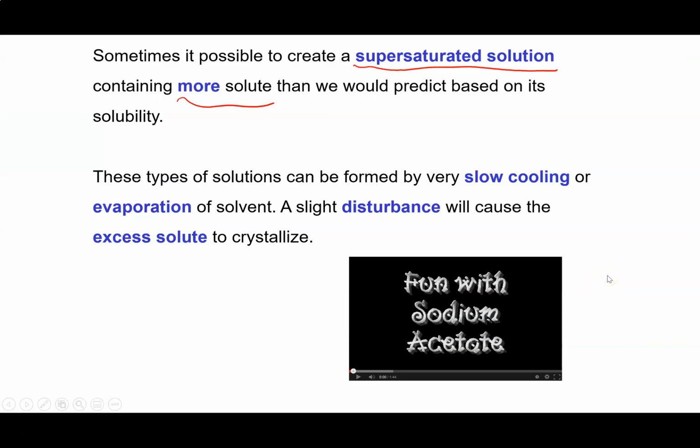Okay, so that's always kind of fun. You can look up, there's lots of YouTube videos about making supersaturated sodium acetate, and if you wanted to give it a go, it's pretty safe to do so.